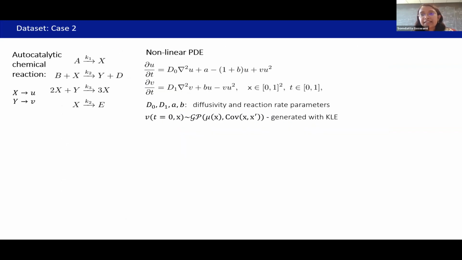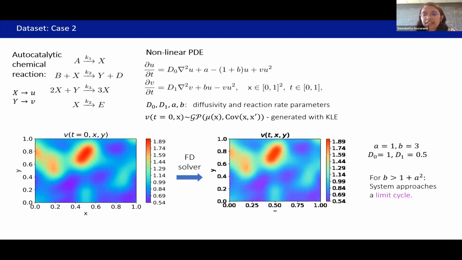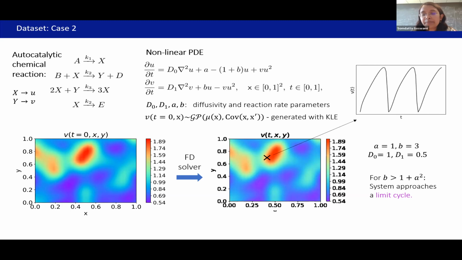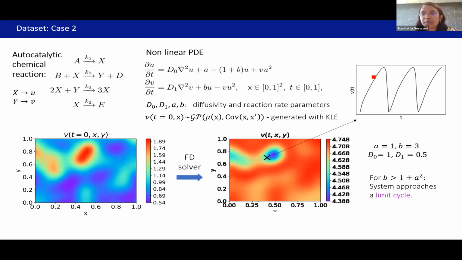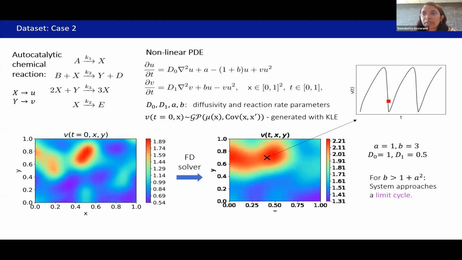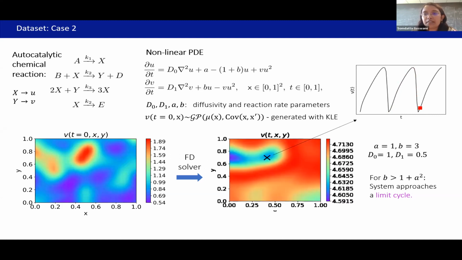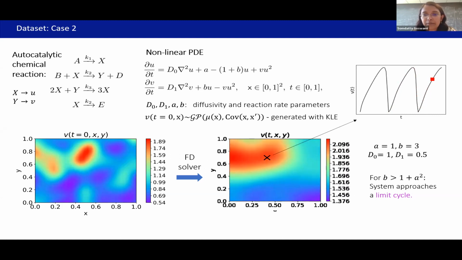Now the second data set is in a limit cycle, where the parameter B is greater than 1 plus a squared. This is a very unstable regime in which the system approaches a limit cycle. So here the transition dynamics is very sharp, and we obtain a kink at certain timestamps in this periodic regime.